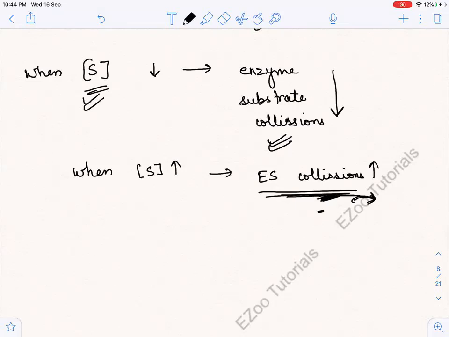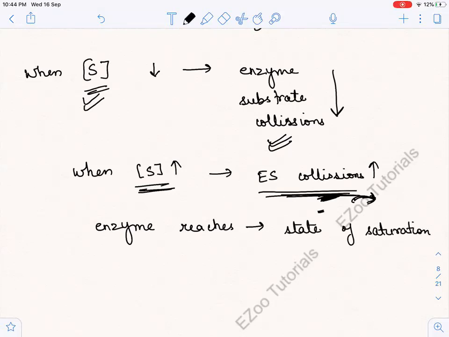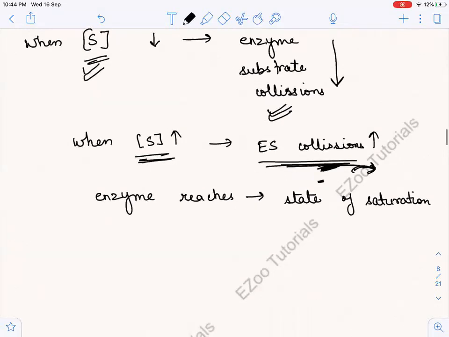So with the increase in substrate concentration, the enzyme reaches what? Enzyme reaches a state of saturation. The enzyme cannot take more substrate. The enzyme cannot take more substrate. Why? Because all the enzyme reaches a state of saturation. Let's try to understand क्या हुआ इसमें.